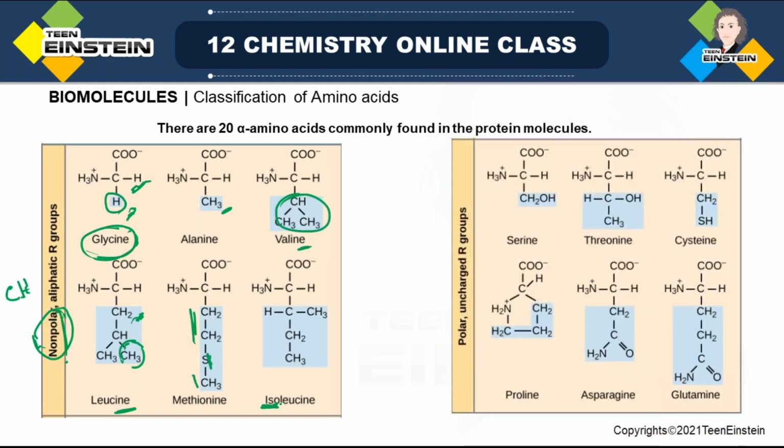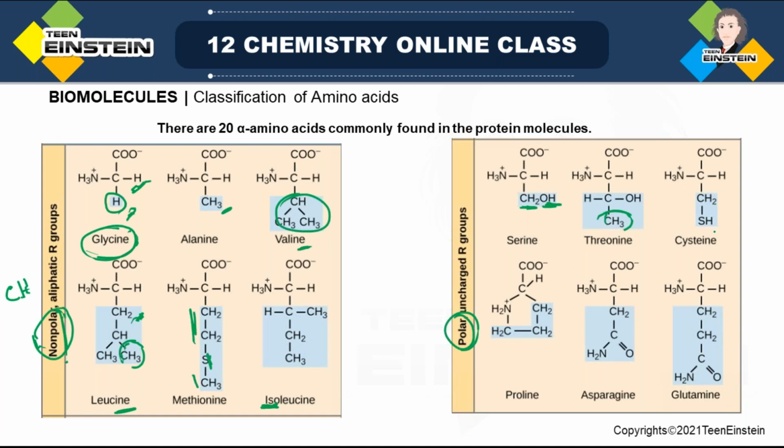Next possibility, polar group. Polar and uncharged R group. So here the R group will have no charge present and it should be polar. The first one is CH2OH. Now the OH group, because of this particular part, is like an alcohol, right? So it is serine. Then CHOH with a methyl group replacing one hydrogen, the name is threonine.